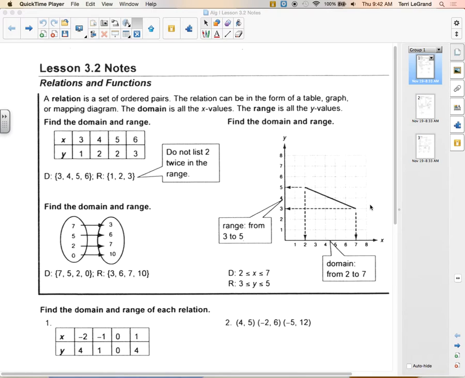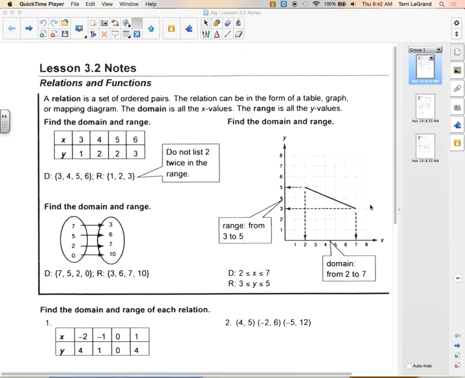All functions are relations. Well, then what's a relation? What's the definition for a relation in math? Zach? A set of ordered pairs. A set of ordered pairs. Okay, do we know what ordered pairs are? What's an ordered pair in the math world then?